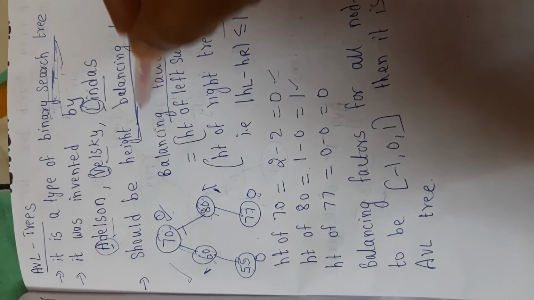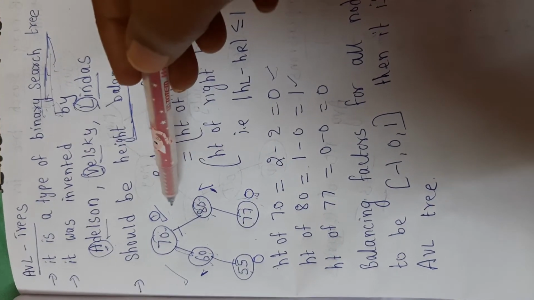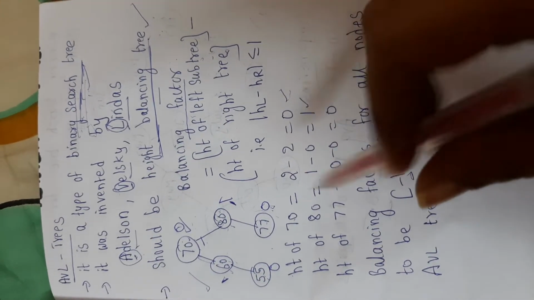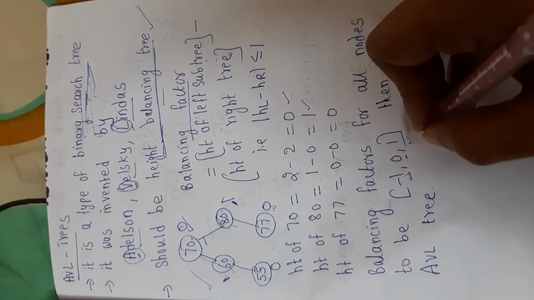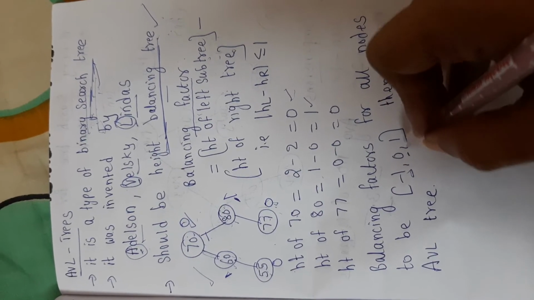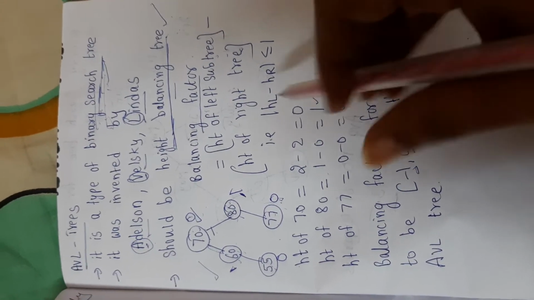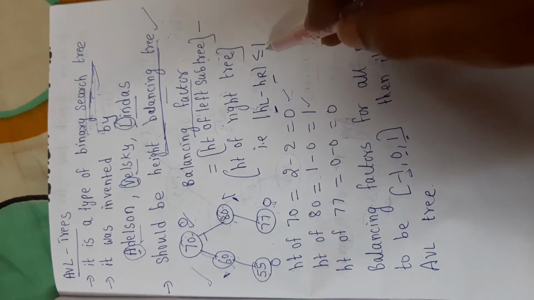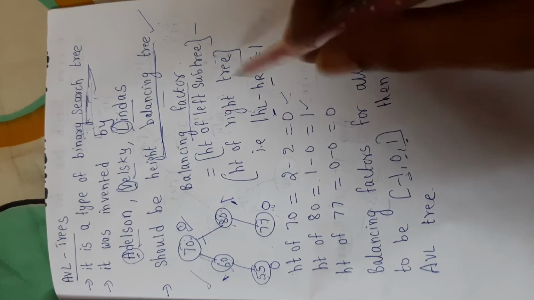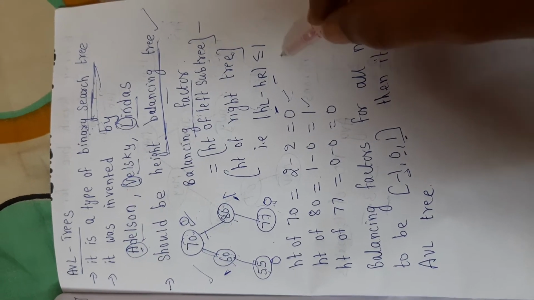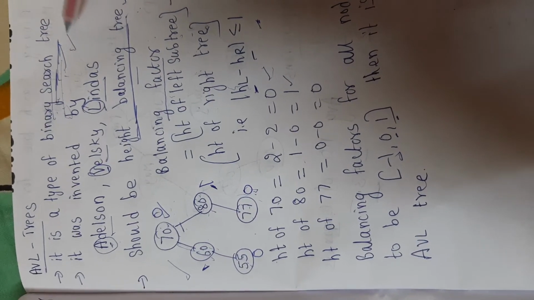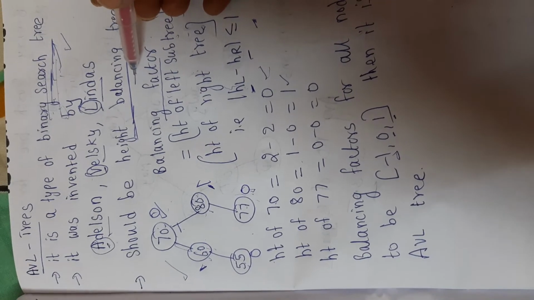Then it is a height balancing tree if every node has a balancing factor of either minus 1, 0, or 1. These are the 3 values we can have. That is, the modulus of the left subtree height minus the right subtree height should be less than or equal to 1. Since I have taken the modulus, even minus 1 you will consider as plus 1. So these are the 2 properties one should have: it should be a binary search tree, and it should be height balancing. We will see examples for this.